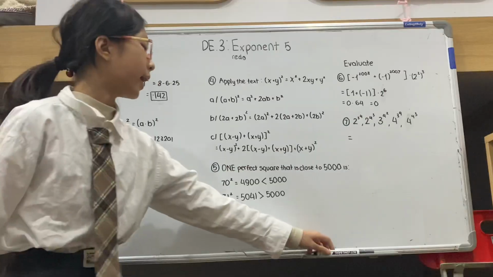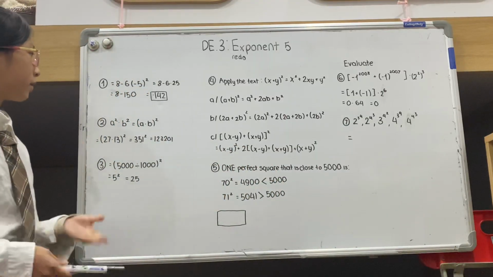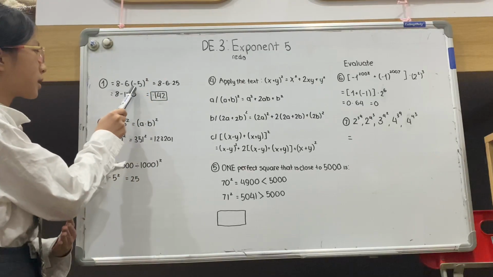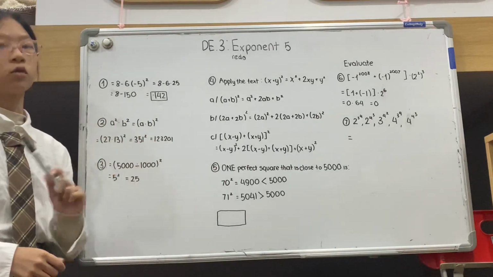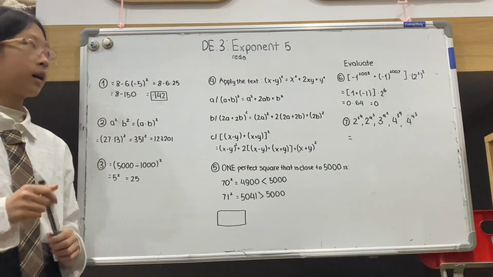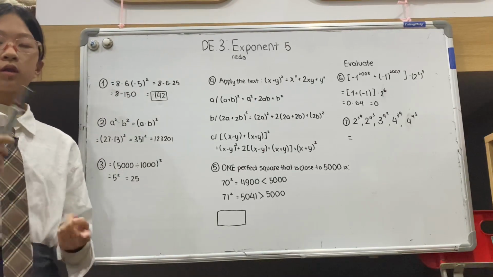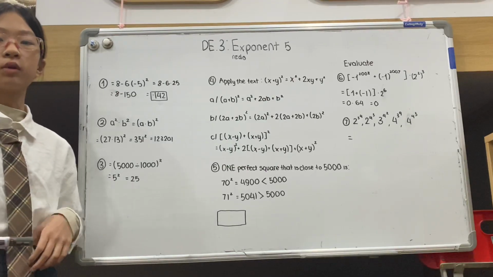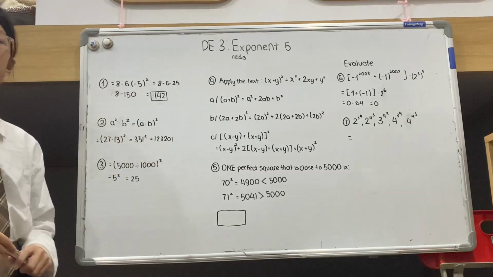So I've got the answer right here. In the first step, I have 8 minus 6 open parenthesis minus 5 close parenthesis total square. I have this because 3 minus 8: 3 is smaller than 8, so we will have a negative number, which is negative 5 total square.